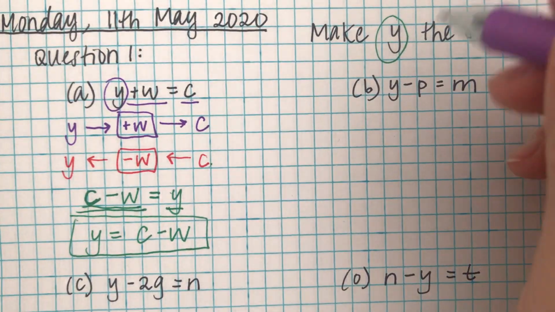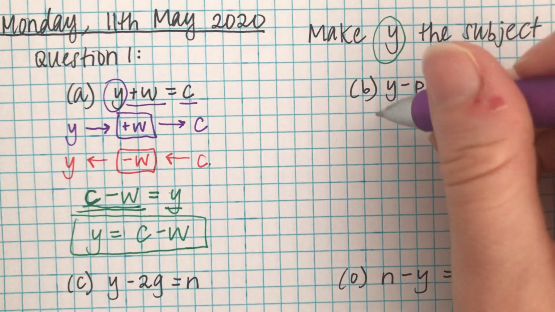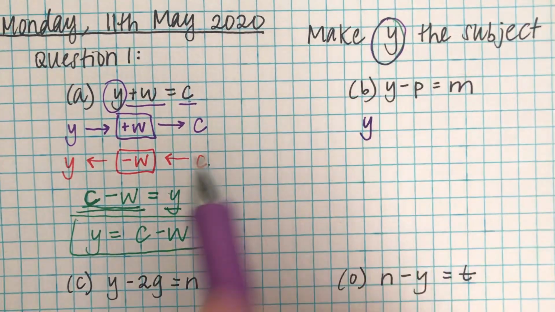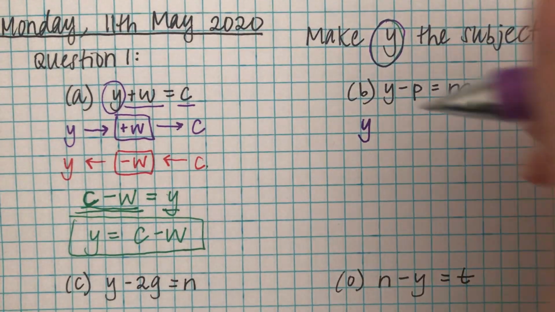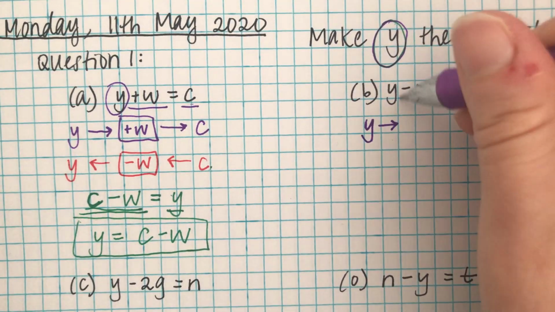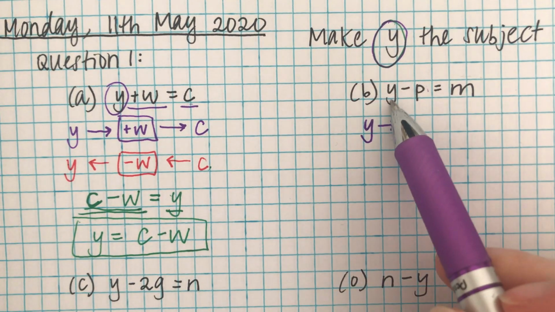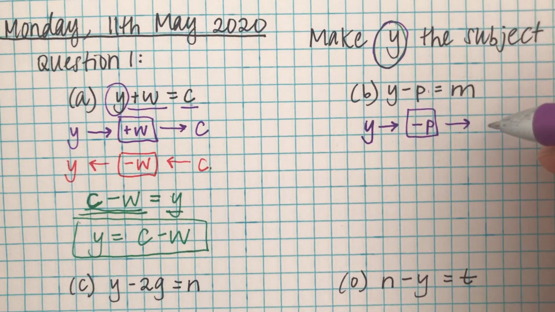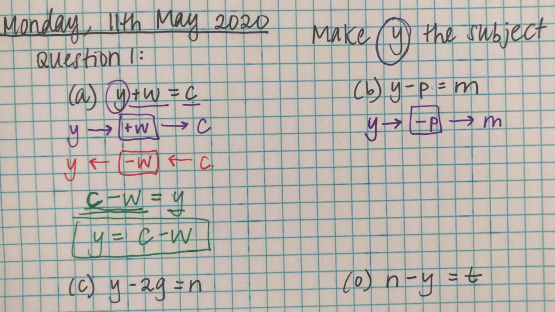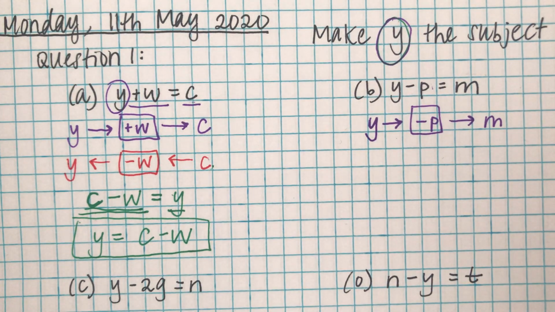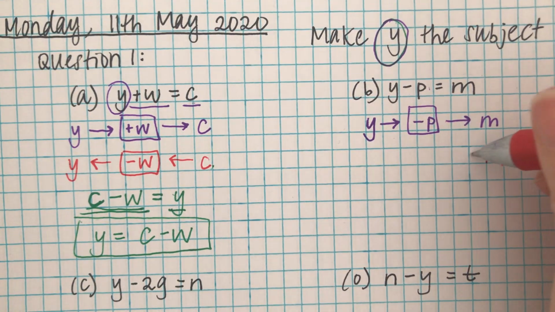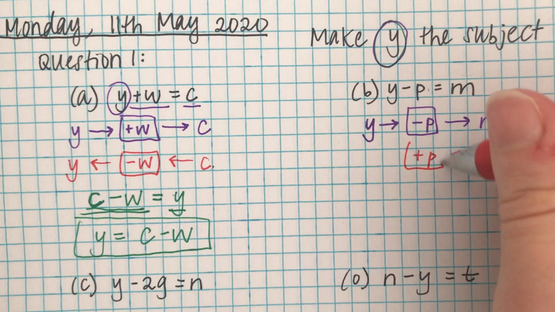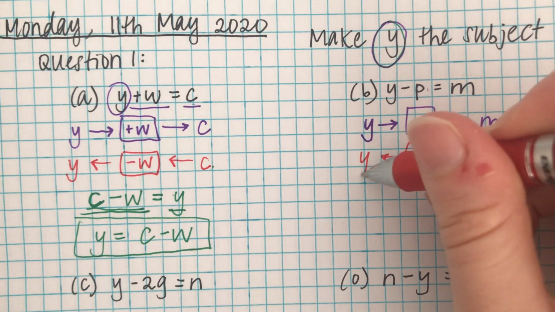Okay, so looking at question B, writing the function machine, remember I choose y to start because that's what I eventually want to be my output result. So I'm using y as the input. And then the next thing that happens to y in this equation, if you read it out loud, is y minus p. So I'm going to write minus p, and then that gives me m. That's our output, right? So if I flip that around, I start with m. I reverse my arrow going to the left. The opposite of minus p is plus p. And then flip the arrow around, that gives me y.